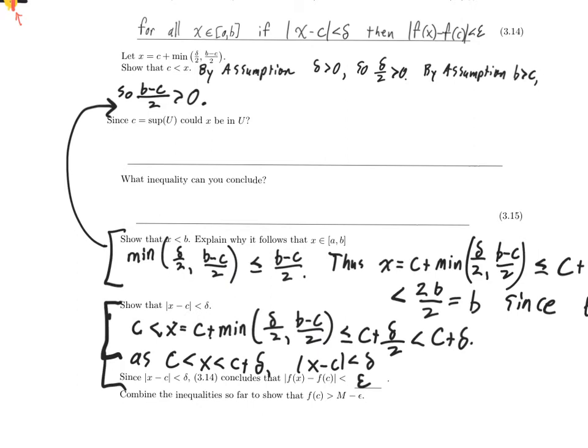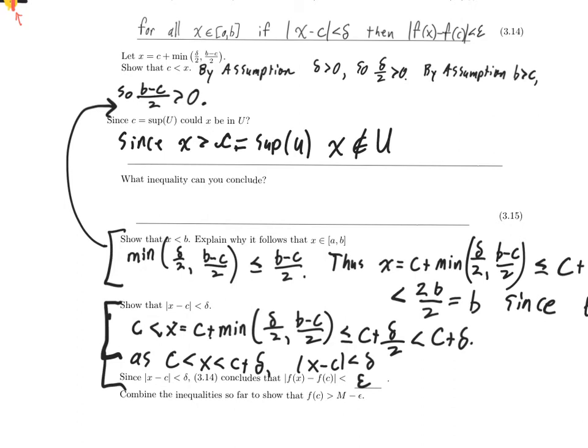So let's take c to be the supremum of U. Wait, no, we've already done that. Because c is the supremum of U, could x be in U? Well, no, right? Since x is greater than c, which is equal to the supremum of U, x itself is not in U. So, what inequality can you conclude?